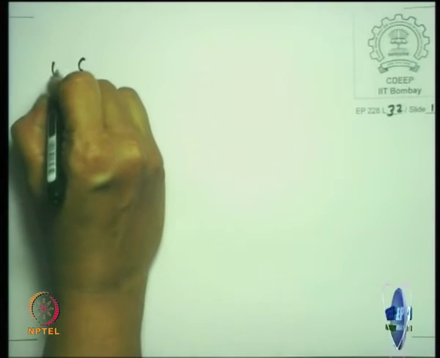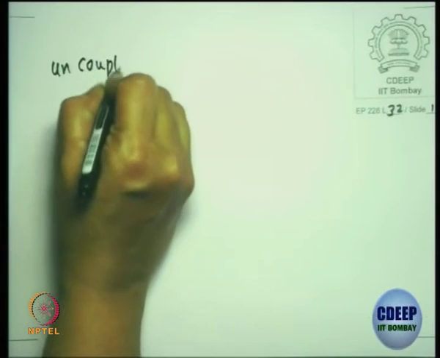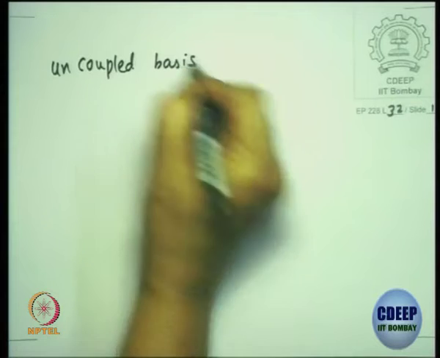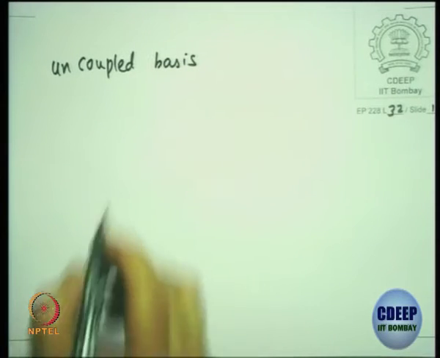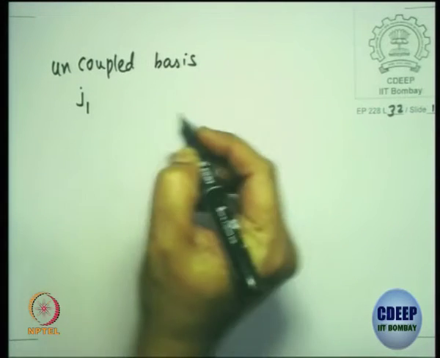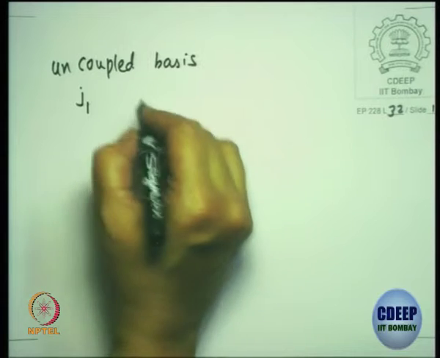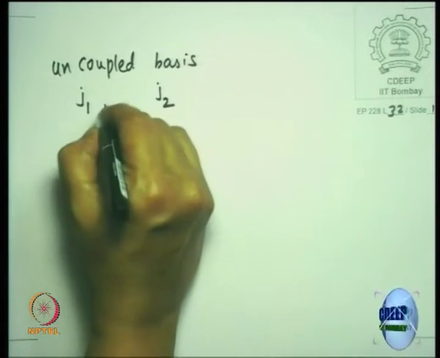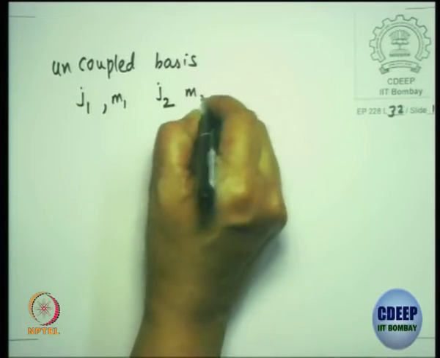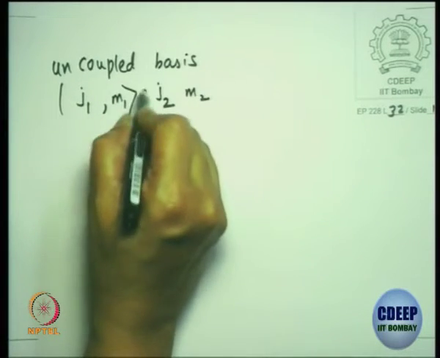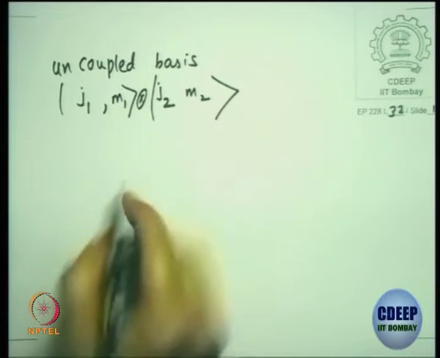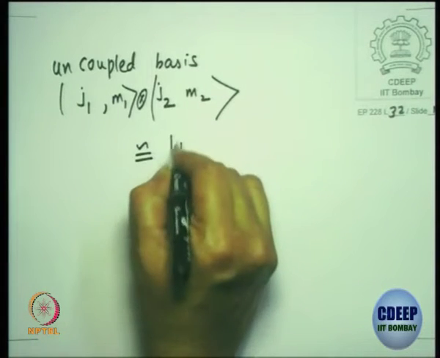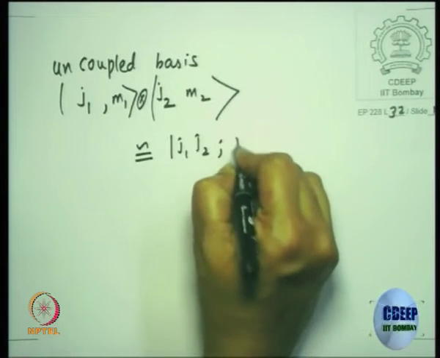So we have already seen in the last lecture, what have we seen? We've seen the uncoupled basis, right? By this I am saying that there are two particles, one with angular momentum J1 and another with angular momentum J2, with the corresponding magnetic quantum numbers. You could write a tensor product of these states, which you can equivalently write, formally, as |J1, J2, M1, M2>.